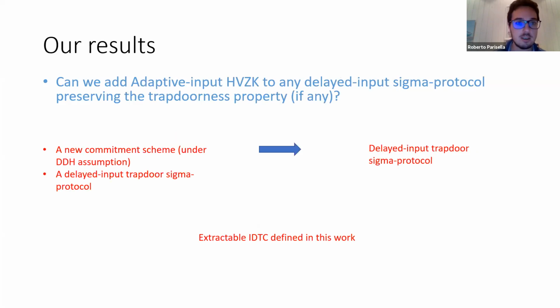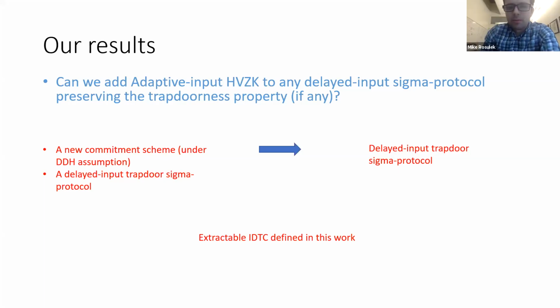So to complement this result, we have our last compiler that adds adaptive input honest verifier zero knowledge to any delayed input Sigma protocol, while preserving the trapdoorness property. And this compiler is built exploiting the properties of a new commitment scheme called extractable IDTC, also defined in this work. Thank you for your attention.